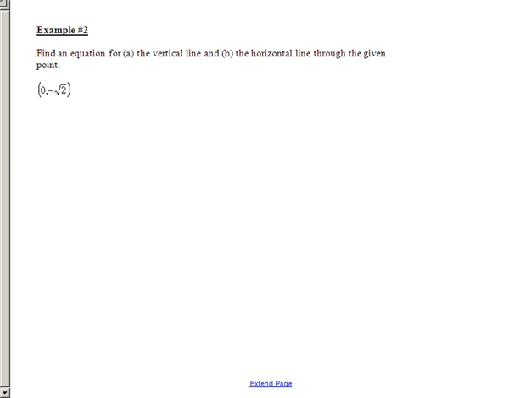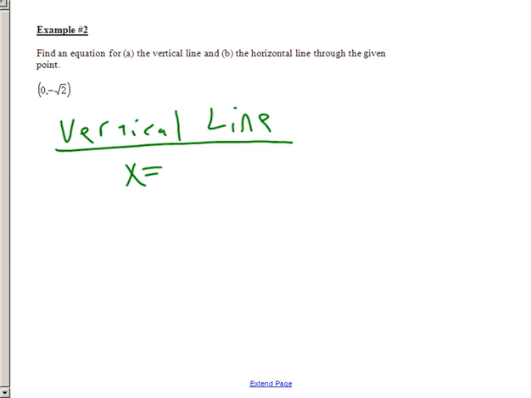Should be the easiest problem on the test. Generally, 95% of the people get it right. Let's see if this is the year that 100% of the people can get it correct. Find an equation for the vertical line and the horizontal line through a given point. Make sure that you indicate to me which one is which on the test. So in other words, you have to say vertical line. The equation of the vertical line here is x equals 0. It's x equals the x coordinate.